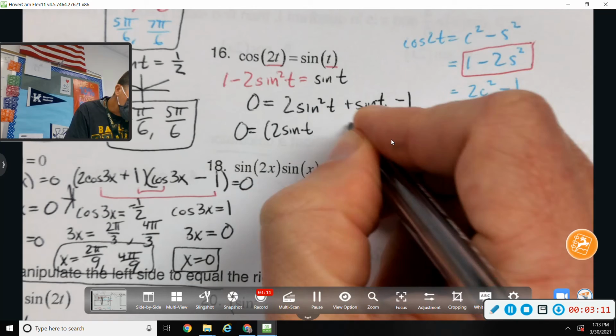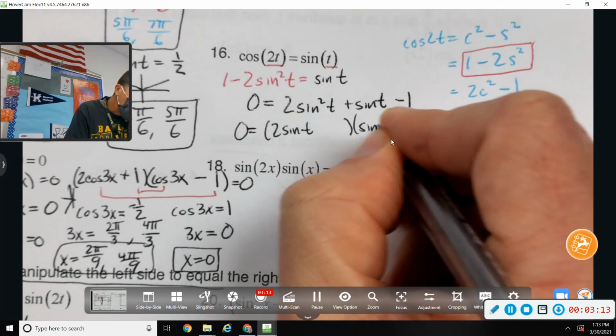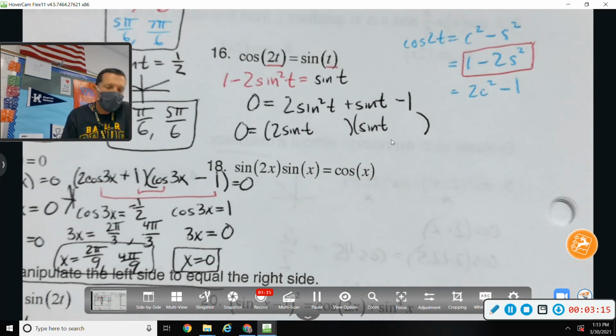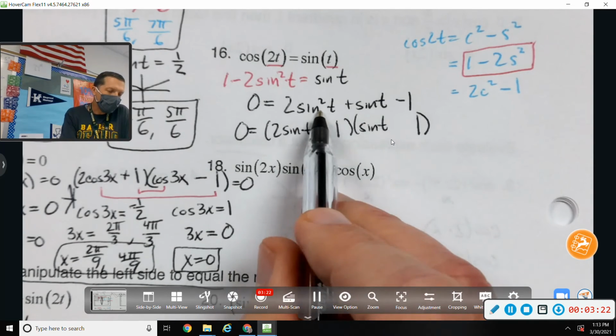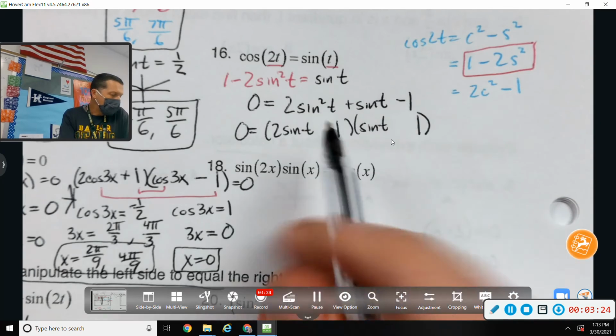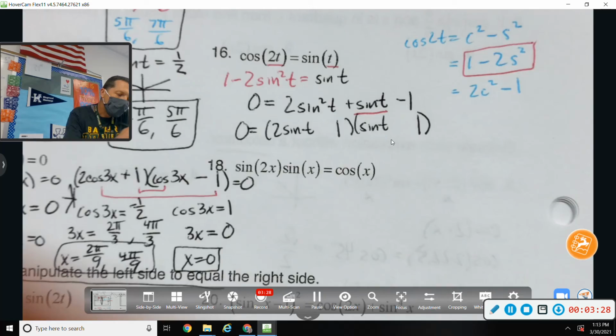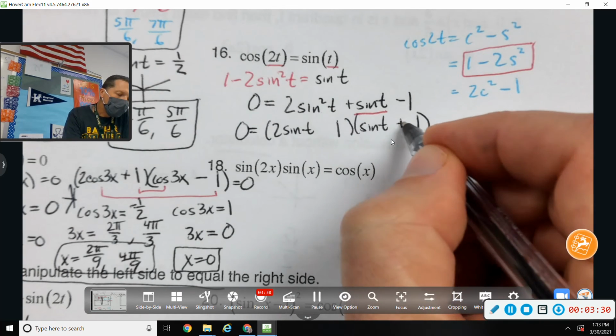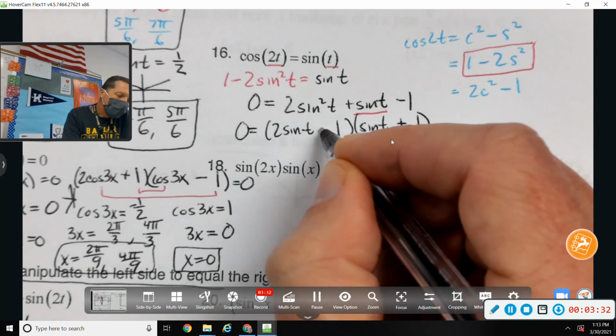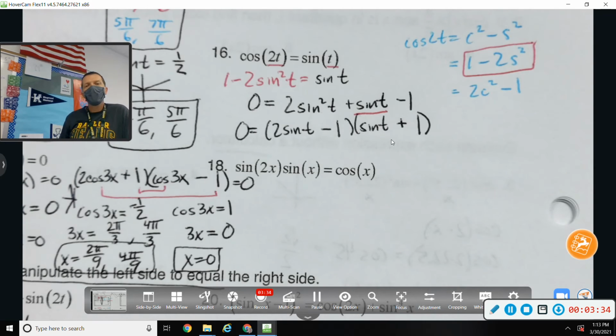2 sine t and sine t, 1 and 1. So I've got the 2 sine squared taken care of, I've got the 1 taken care of. Now I need the inside and outside to make sine of t. So I think I want this one to be positive and that one to be negative. So I've got it factored.